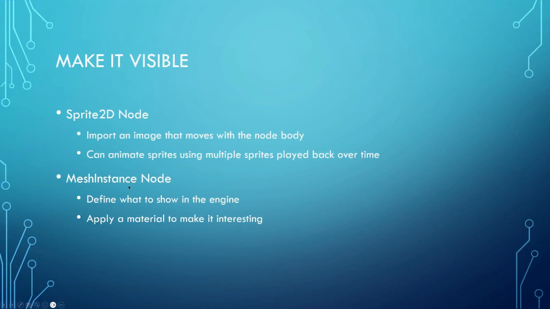As another example of ways to make something visible, we have a MeshInstance node. This is if we want to do something more complicated. You can give it an actual material. That can be defined in Godot, or it can be defined in something like Blender or somewhere else, and you can import it. That's a way to give it just a color or something. So these are two different ways to make your body visible.